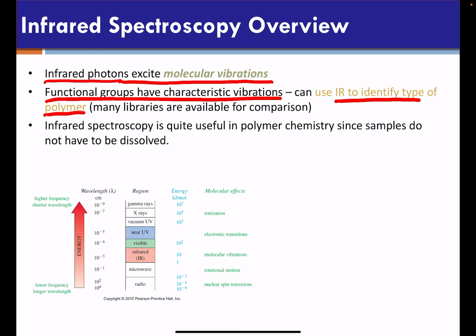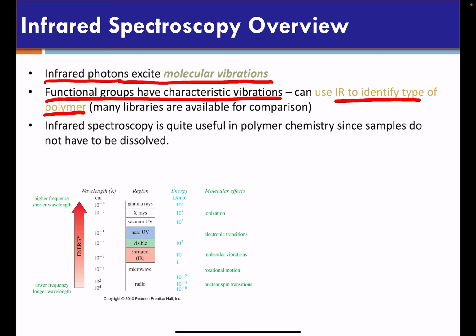This is owing to our identification of the functional groups that give the characteristic vibrations. So as such, infrared spectroscopy is quite useful in polymer chemistry since we're able to identify materials as well as handle and acquire the data very easily. In this lab and in many labs across the country, samples don't even have to be dissolved or processed, but simply placed on a spectral window to allow for the technique.